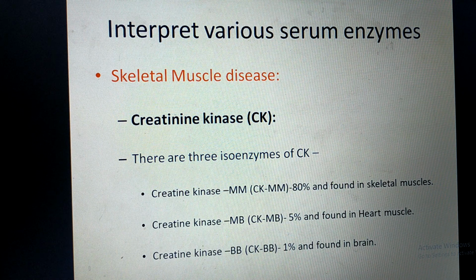Creatine kinase MM is found in muscles and contributes 80% of total creatine kinase. Second isoenzyme is creatine kinase MB found in heart muscle and it contributes 5% of total creatine kinase. Third isoenzyme is creatine kinase BB which is found in brain and it contributes about 1% of total creatine kinase.